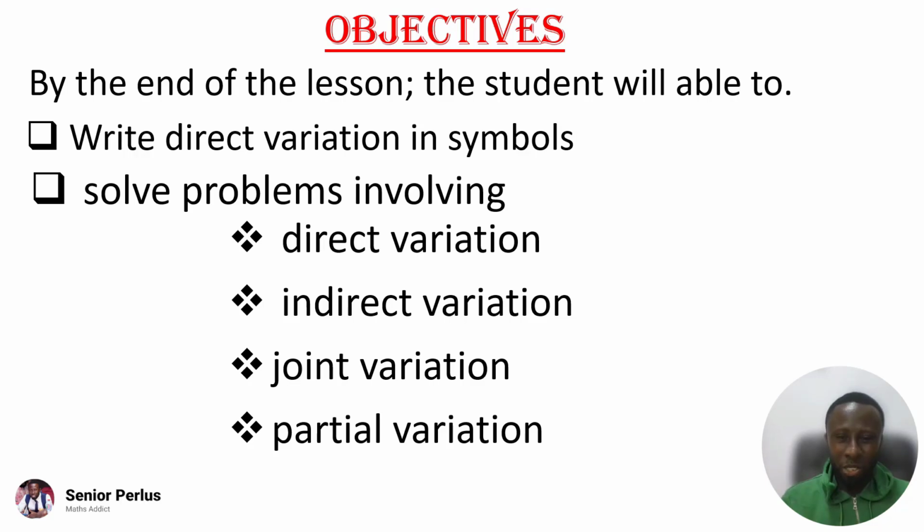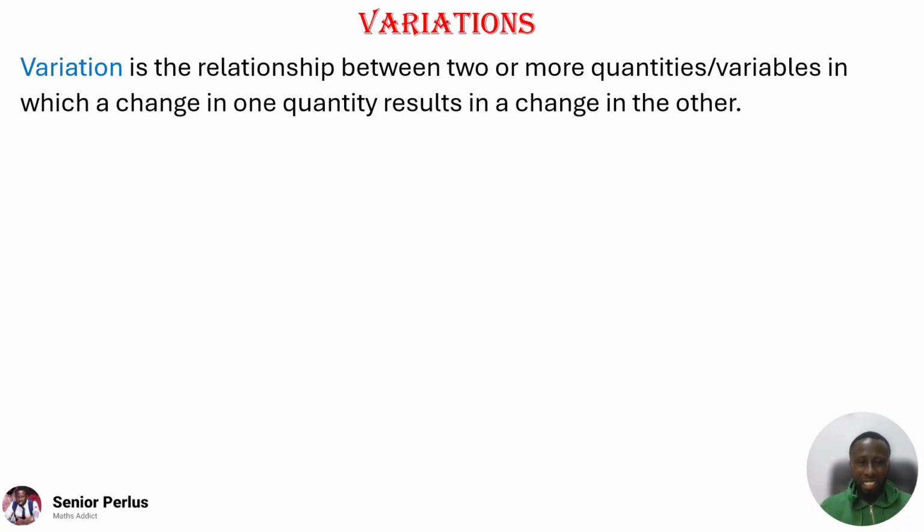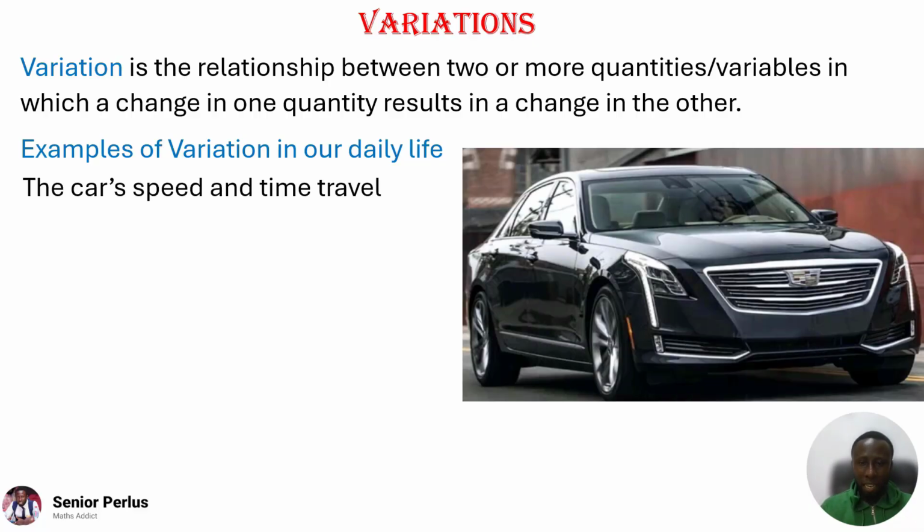Okay, so this is what we are going to do. Variations. So variation is a relation between two or more quantities or variables in which a change in one quantity results in a change in the other. So let's go to our daily life. The speed and the time travel. So the car speed and the time travel.